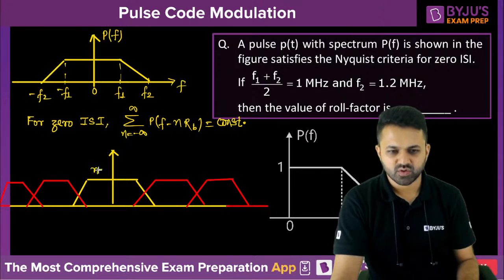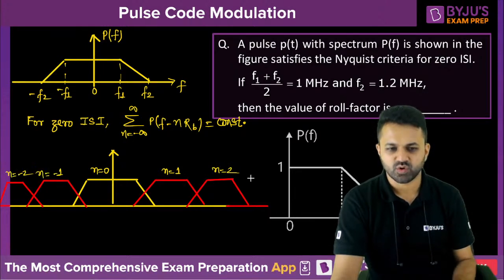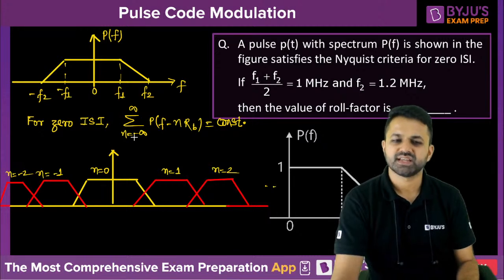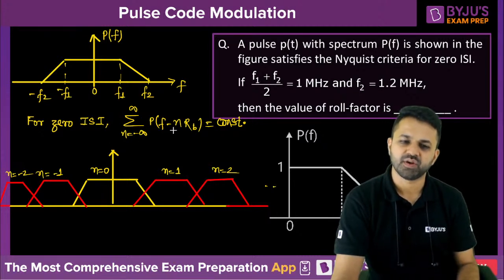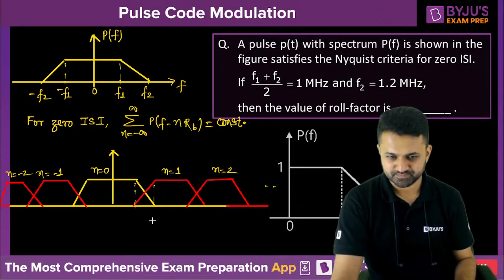Okay, this is n equal to 0, this is n equal to 1, this is n equal to 2, this is n equal to minus 1 and n equal to minus 2 and so on. So this is nothing but the summation n equal to minus infinity to infinity of P of f minus nRb is equal to constant. You will get a constant when it is overlapped like this.